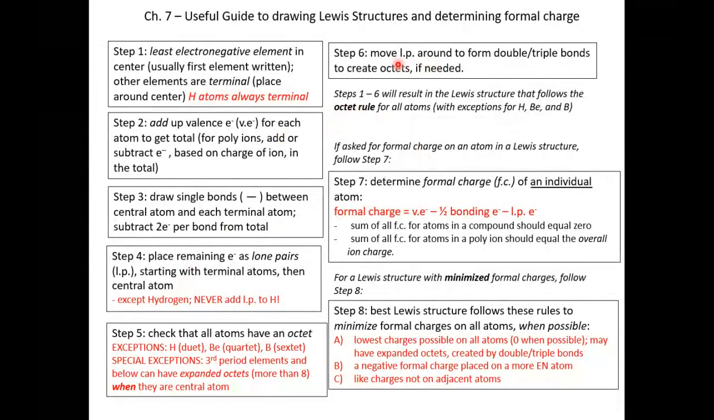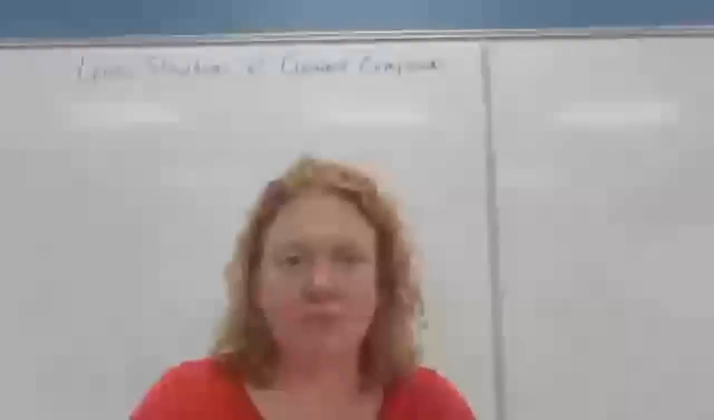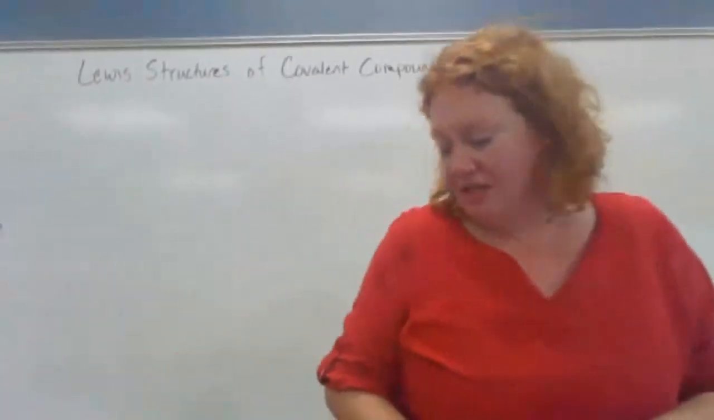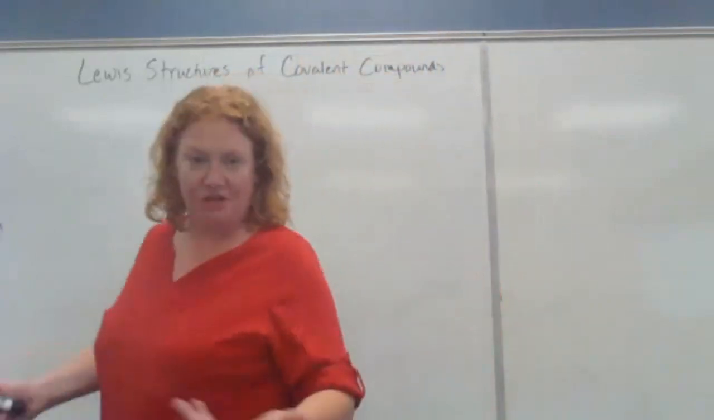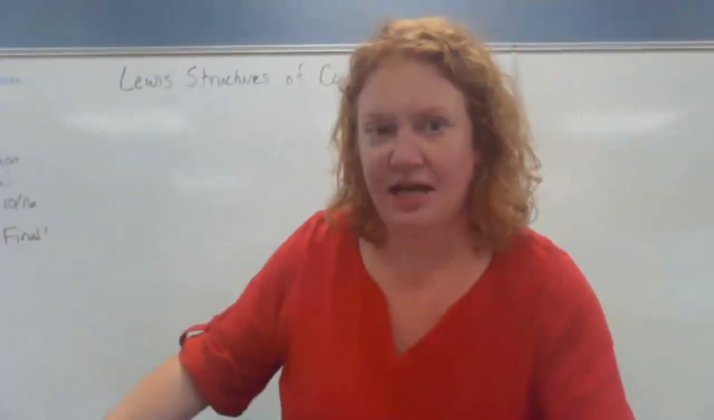And what I want to refer you to is step number 6 on my guideline. Move lone pair electrons around to form double or triple bonds to create octets if needed. You're basically changing in your drawing a set of dots from a lone pair, a non-bonding pair, to a bonding pair that is shared between atoms. A very simple example would be the element nitrogen, N2.